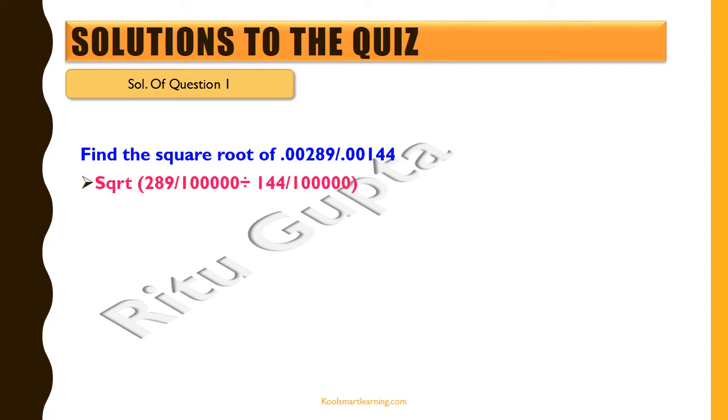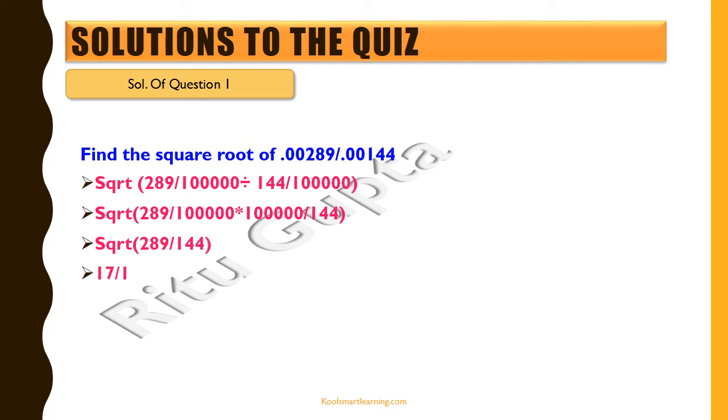We'll first convert the decimals to their p by q equivalent, which would look like this, which makes it 289 by 1 lakh divided by 144 by 1 lakh. So if we change the division to multiplication, it becomes 289 by 1 lakh multiplied by 1 lakh by 144, which comes out to be finding the square root of 289 by 144.